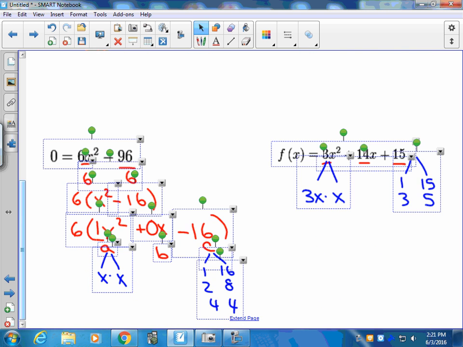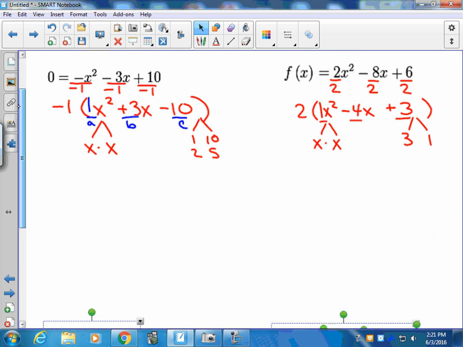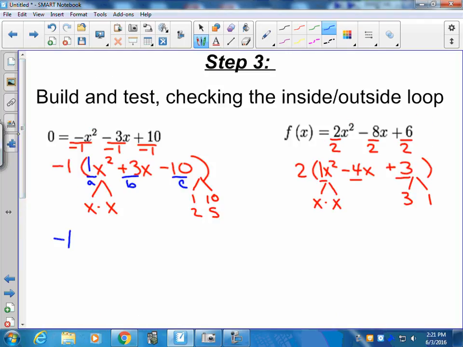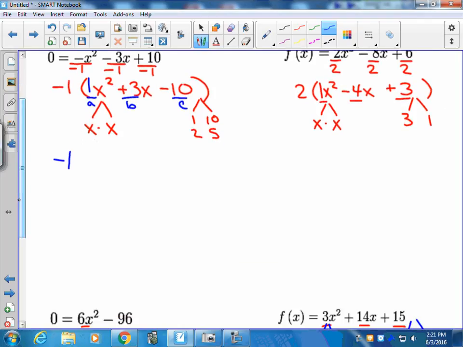Give myself plenty of room. So now, to finish your factoring, what we have to do is we've got our factors of A, factors of C, and like step 3 talks about, we want to build and test. And when we test, what we do is we call checking our inside-outside loop to make sure that the values are working properly. So when we factor, we need our 2-factor pairs.